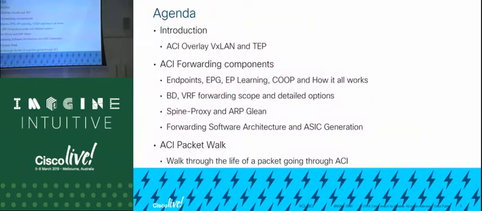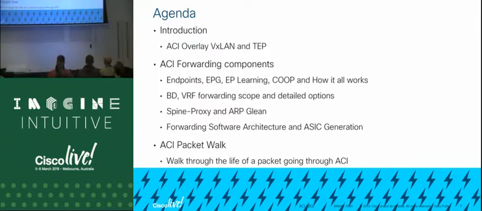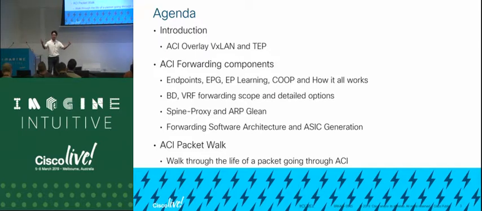So this is today's agenda. First, we're going to start with the overlay VXLAN and TEP. That's basically how ACI sends the traffic from one leaf to another, the life of a packet in ACI Fabric. After that session, I'm sure everybody is going to have a lot of questions. To demystify those questions, we move on to the next session to cover all the components related to the ACI forwarding.